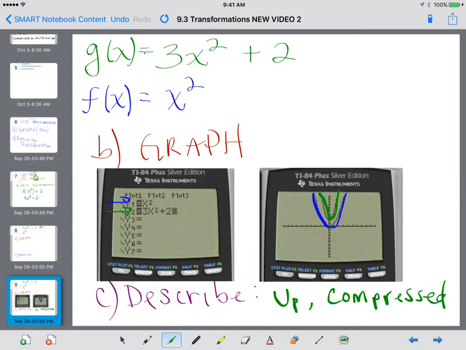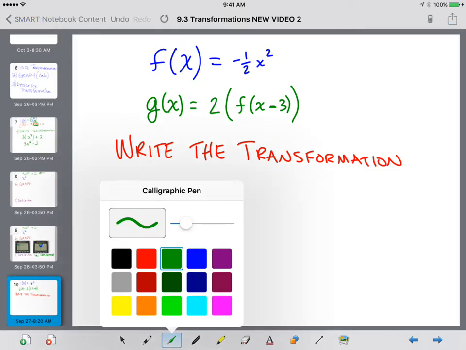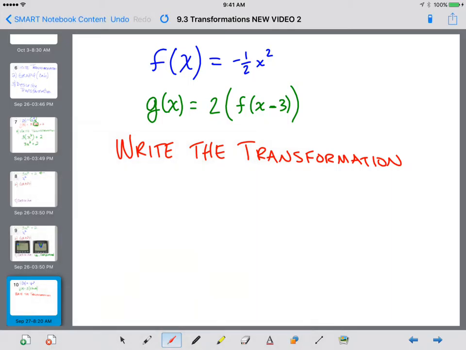Let's go to example 2. We have f of x equals negative 1/2 x squared, g of x equals 2 times f of x minus 3. A little different example, but I always start with g of x. Rewrite it: 2 times, that's on the outside. I'm going to have to leave space because I'm going to put something inside there.